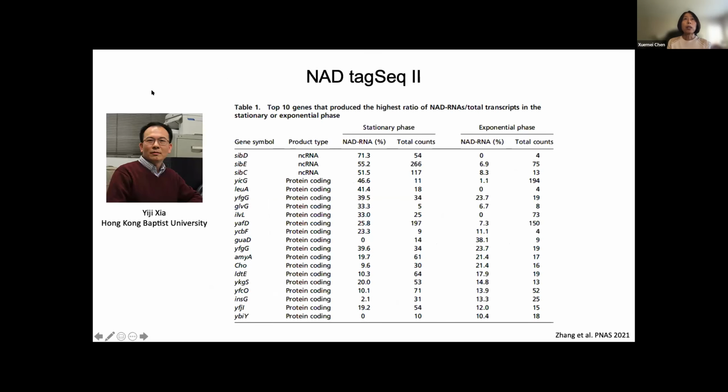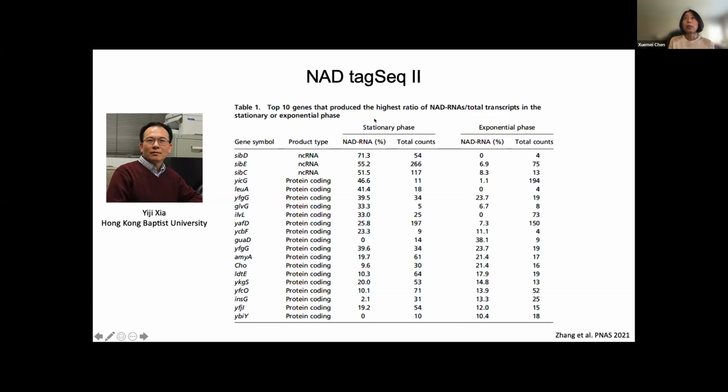So here I wanted to highlight again our collaborators' NAD tag-seq. So they upgraded their NAD tag-seq to NAD tag-seq2 by incorporating the Spark click chemical reaction. And they applied NAD tag-seq2 to E. coli RNA. As E. coli RNA does not have M7G cap, they did not have to do any M7G RNA depletion in this study.